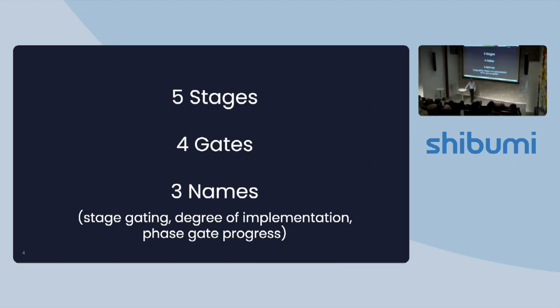Stage gating, which I understand might be a trademark, so we might have to not use that anymore. In Europe, we also use the term degree of implementation, or DOI. And another traditional name is phase gate progress as well. So various different names, but all of these typically, as we just said, have 5 stages and 4 gates. Let's explore that in a little bit more detail.